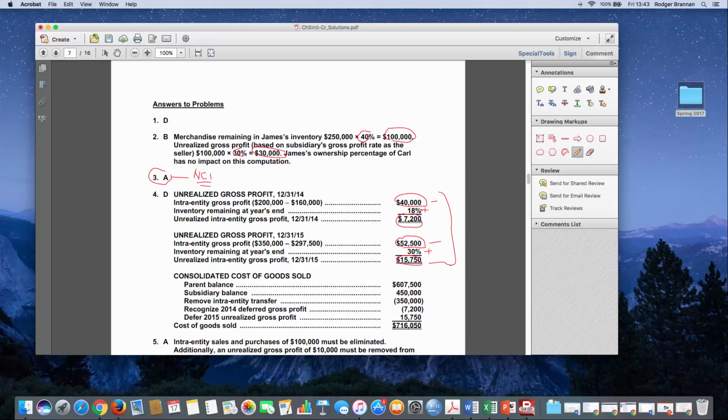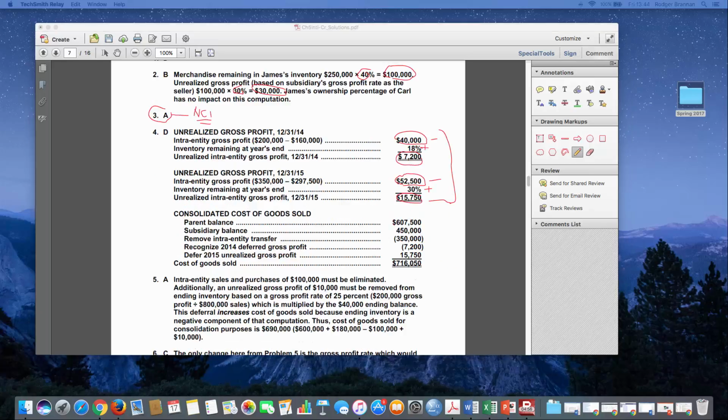The assumption in both of these years is that sales and cost of goods sold would have been adjusted, that is to eliminate the impact of sales and cost of goods sold. Then, as a secondary matter, you go in each year and adjust the inventory down. Debit cost of goods sold, credit inventory for 7,200 in one year, 15,750 in the second year.